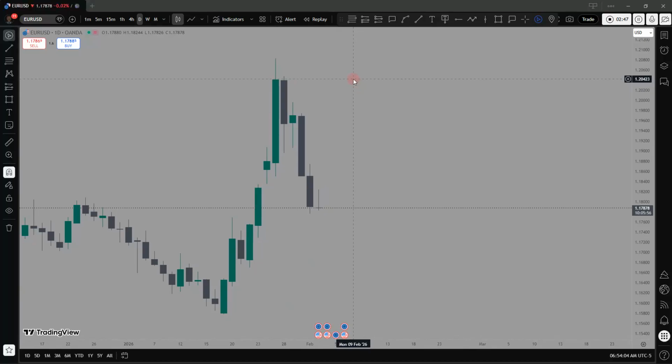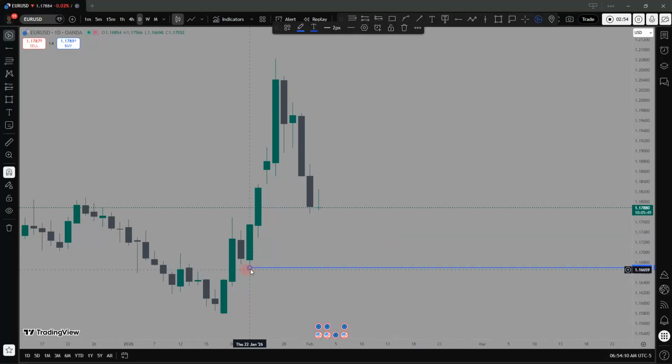If we are bearish, where are we heading to? We are heading to the next pool of liquidity. Where's the next pool of liquidity? It's this swing low right there. So I'm bearish down to this swing low right there.